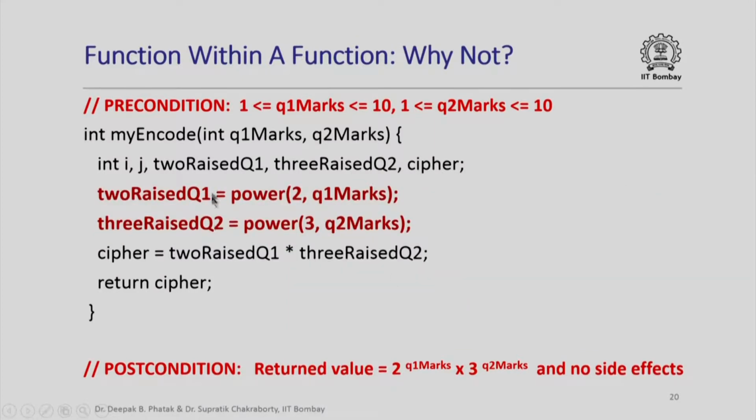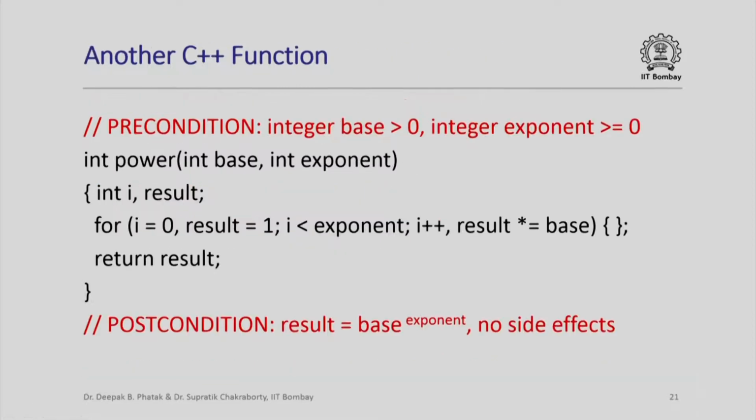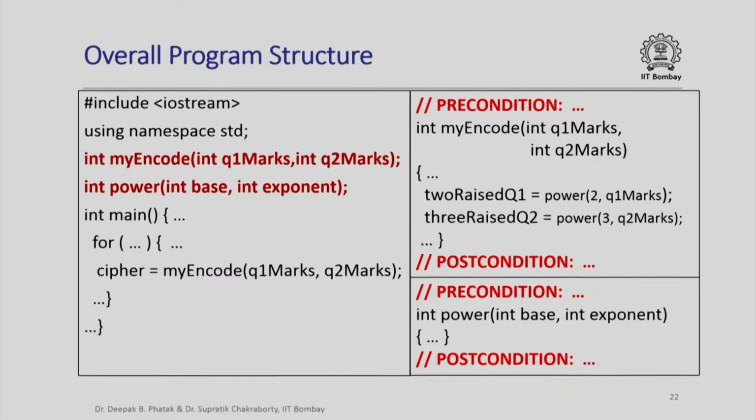Well, if I did that, then my implementation of myencode would look something like this. I would say 2 raised to q1 is 2 raised to q1 marks, 3 raised to q2 is 3 raised to q2 marks. The exponentiation here is happening through this power function, and then of course I need to write what this power function looks like. So this power function must take a base and an exponent. It is going to assume as a precondition that the base is greater than 0, the exponent is greater than or equal to 0, and it is going to use that simple loop that we have already seen earlier, compute the result and return the result. So the postcondition that it guarantees is that the result is base raised to exponent, and once again there are no side effects.